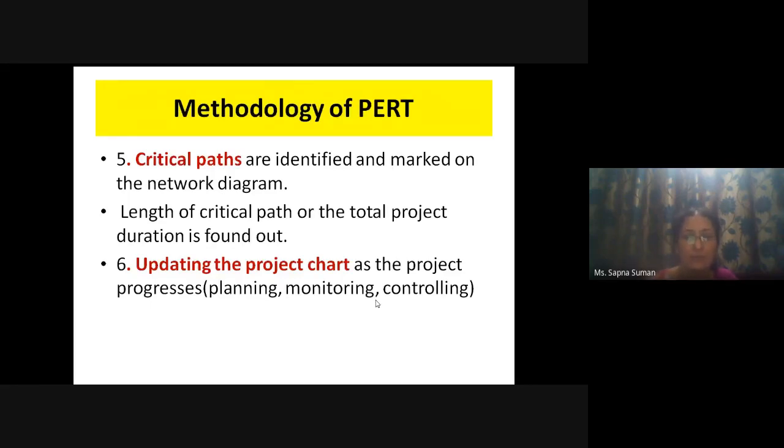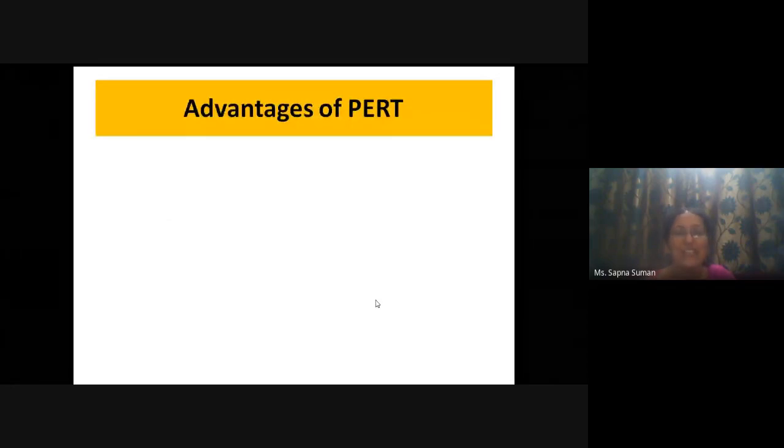Okay, so this is all about PERT. We have seen the concept of PERT. We have seen the PERT chart, which is very important in PERT technique, and the various terms. And then the steps that we have to follow in PERT technique. Now, after covering this much, let us see the advantage of PERT technique. What is the advantage of this PERT technique?